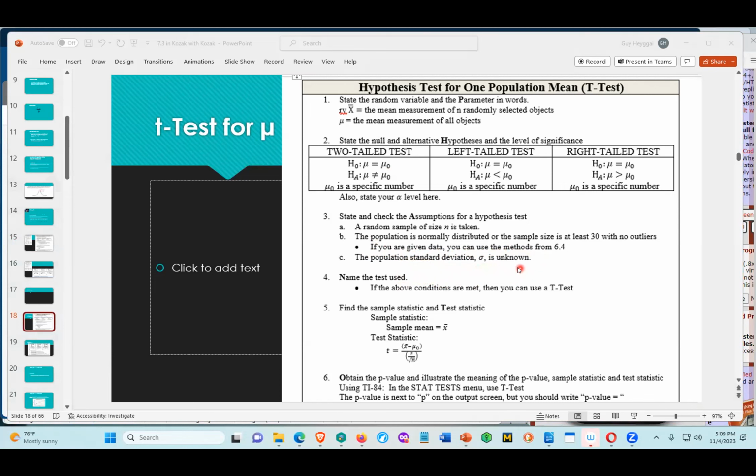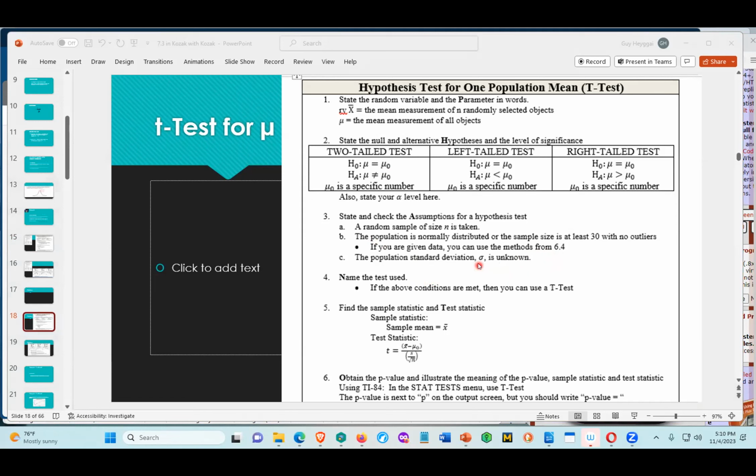Now if sigma is known, then you have authors like Blumen who would say, well, then you use Z at that point. And I have to give Blumen credit because his version of it is simpler than others. But the simplest of all is Kozak, which is just, we're always going to use T, and we're going to assume we don't know sigma.